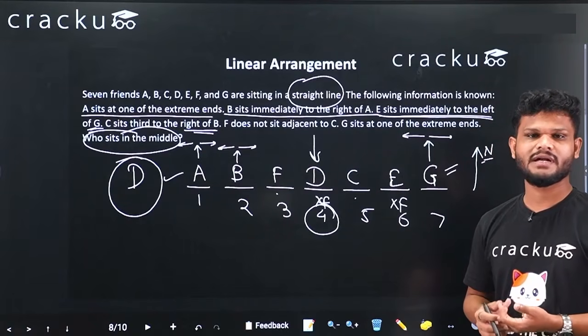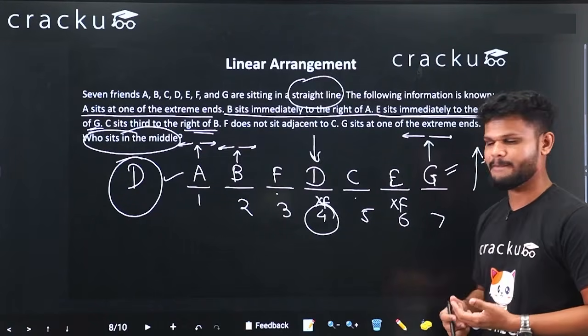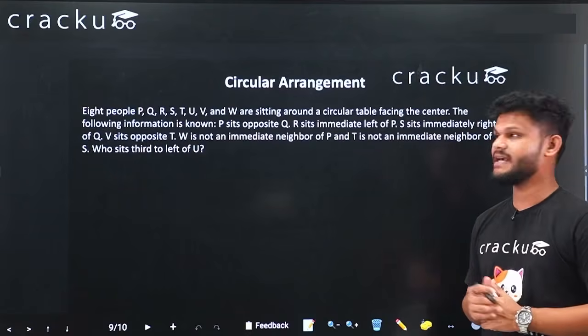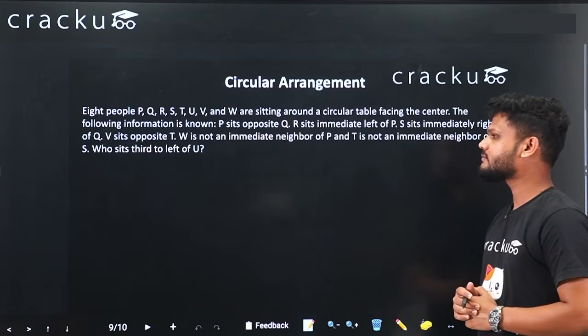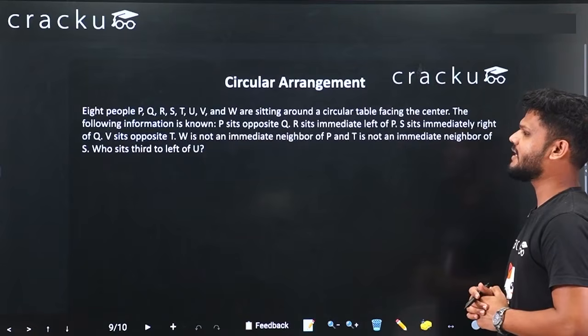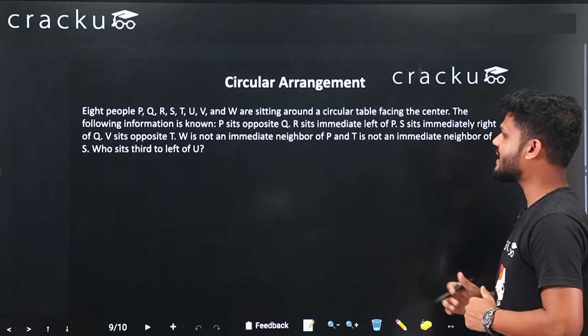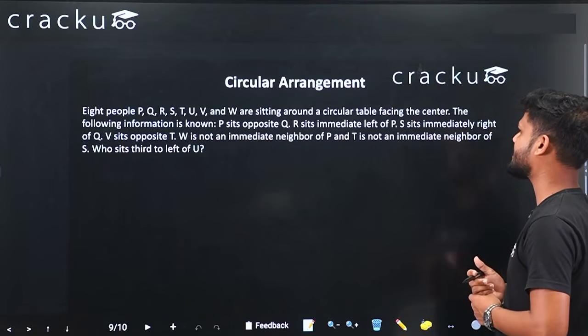Now let us go forward and look at the circular arrangement set. So in this one we are given 8 people, P, Q, R, S, T, U, V and W are sitting around a circular table facing the center.